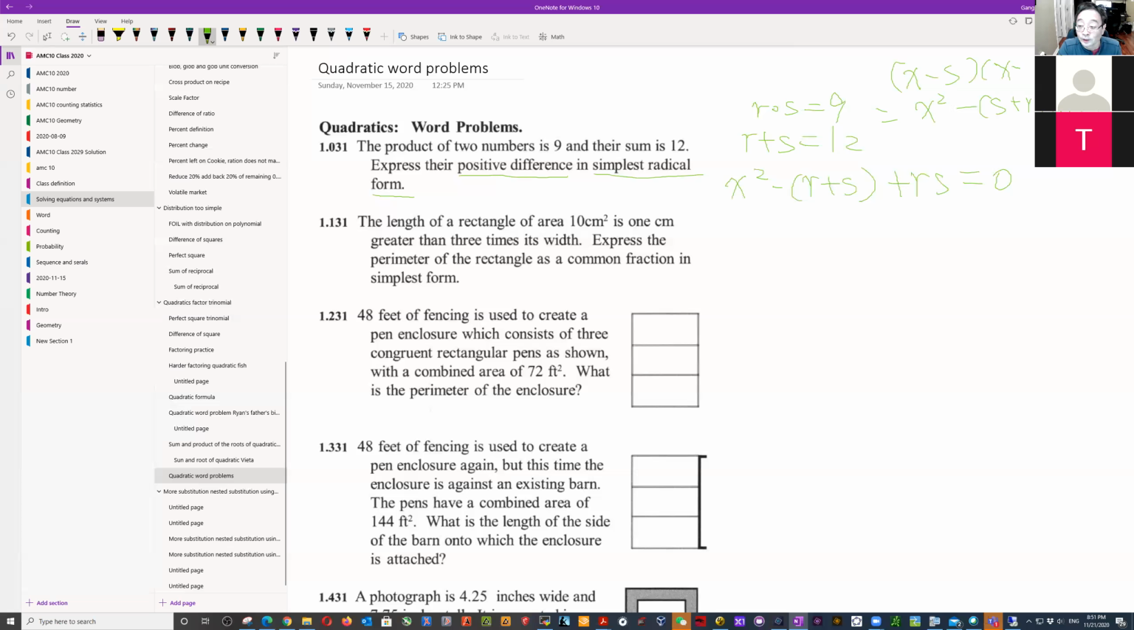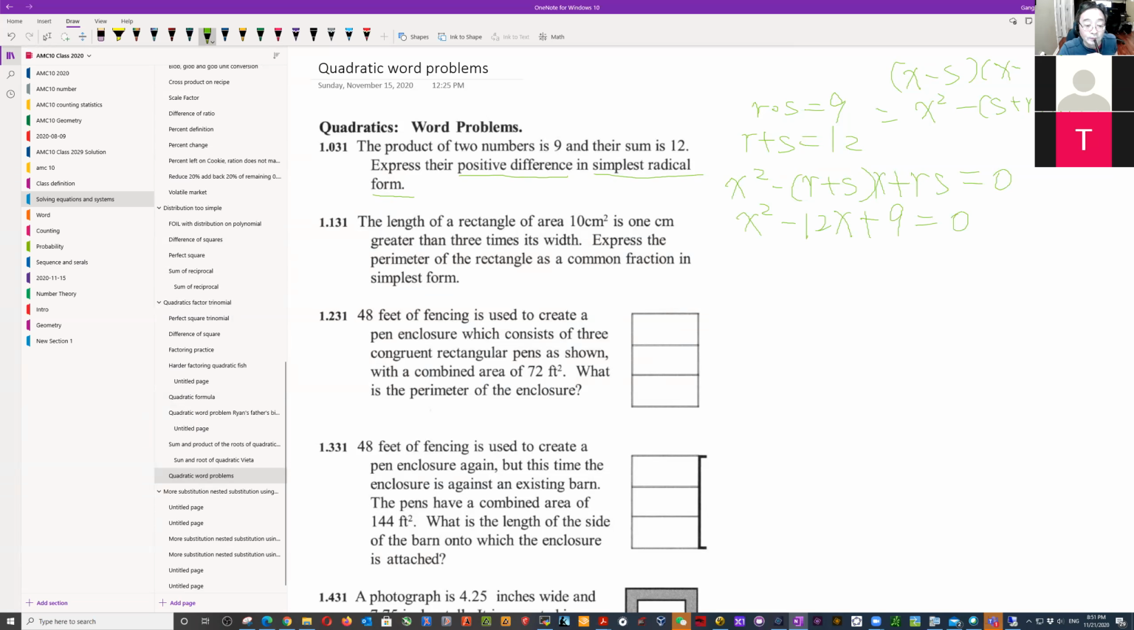So if you have two roots, you can write it in this form, and this will use the sum and the product. So you don't have to remember anything. You can derive it directly. You plug in here: x squared, minus their sum, plus the product of the two numbers. Their sum is 12, so minus 12x and plus 9 equal to 0. So this is the equation.